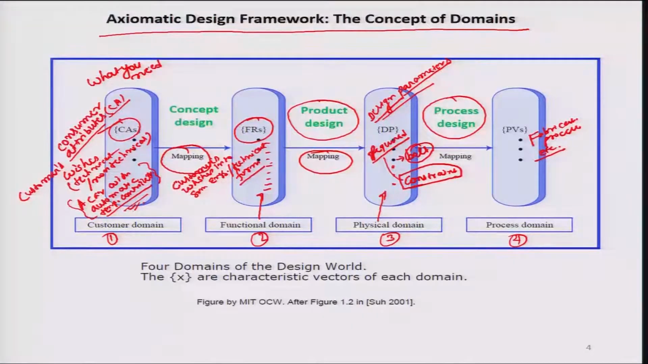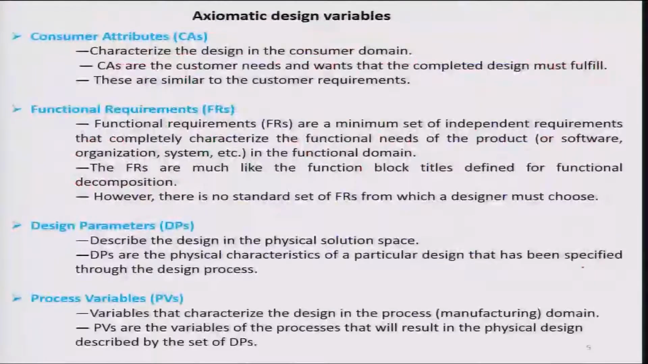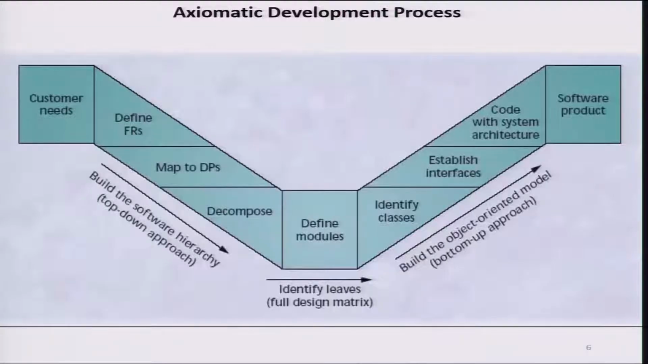Okay, so you can see that on the left side is what the customer needs, and it is finally converted into how you will get it. So from this to this is decomposed in four steps. Now all the domains in axiomatic design are represented in matrix form. So you have four domains for axiomatic design.